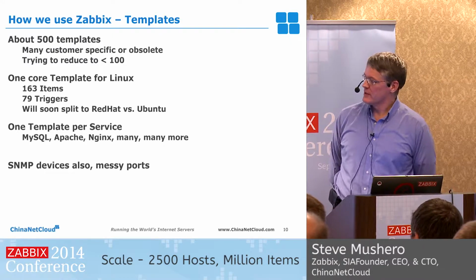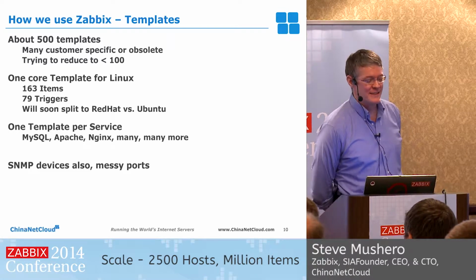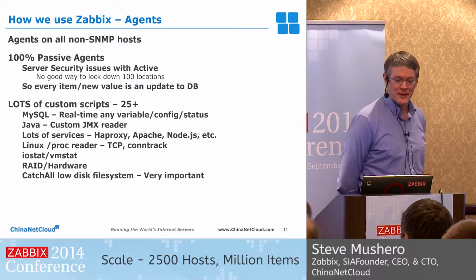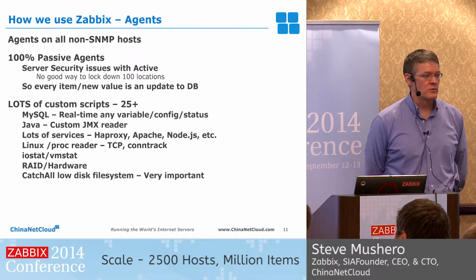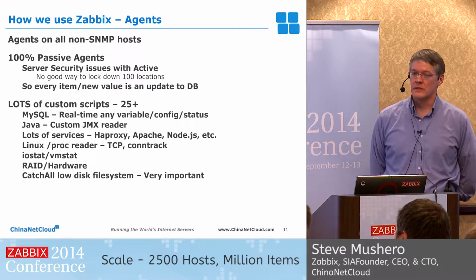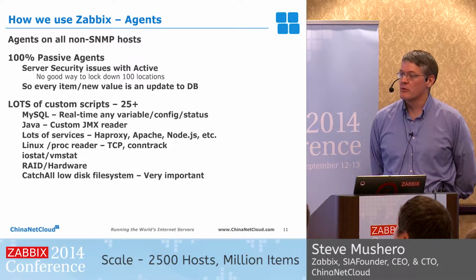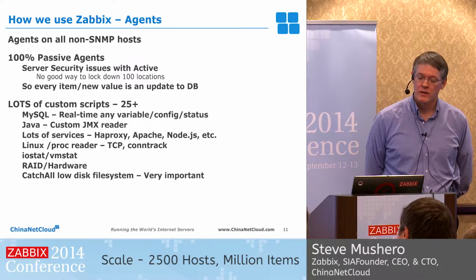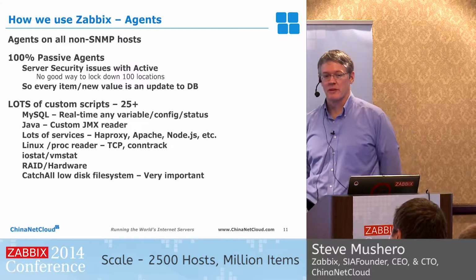So SNMP, we do a lot of. The bulk feature that's coming in 2.4 would be really nice because that's a big problem today. We have agents on all the hosts, so we do not do simple checks. We do not do a lot of other things. So we do not run SNMP on hosts other than networking. We run agents everywhere. We run them in passive mode. I'd be interested in some of your experiences in running big systems in active.